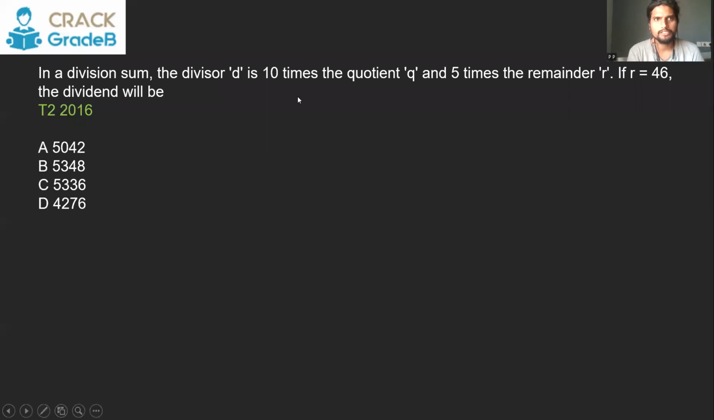Okay, let's see different types of questions. It says in a division sum, the divisor D is 10 times the quotient Q and 5 times the remainder R. If the remainder is 46, the divisor D is 5 times the remainder, that is 46 into 5, 230. And it is 10 times the quotient. So the quotient is going to be 23.